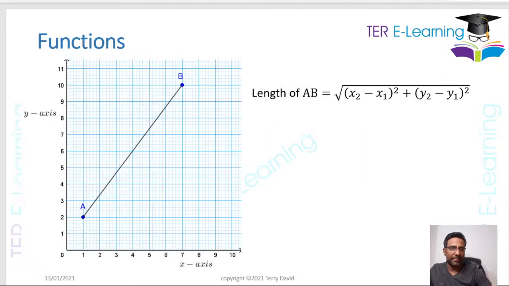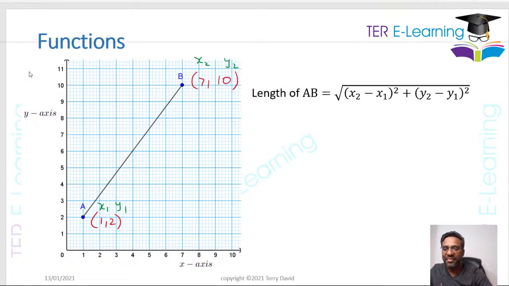So let's look at something here. Let's say we want to find the length of this line segment here. We need to know the coordinates of the points. So point A is (1, 2). This one up here is (7, 10). Again, what I advise people to do is to label them. So this is x1, this is y1. This is x2, this is y2. This helps and prevents confusion when you're trying to use a formula.